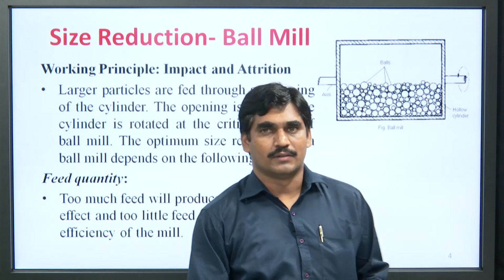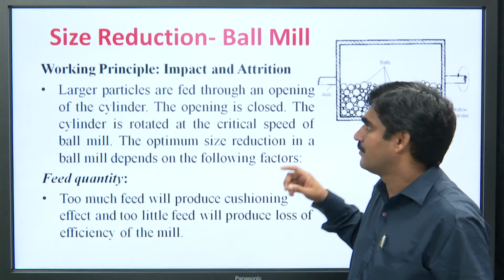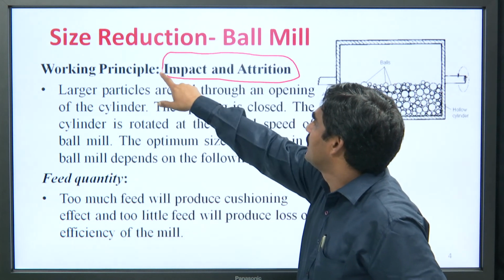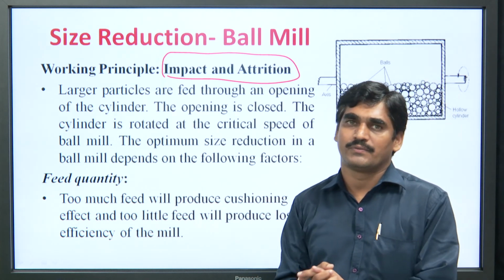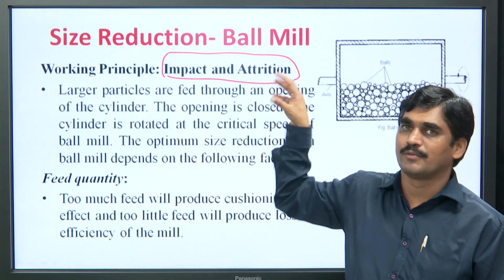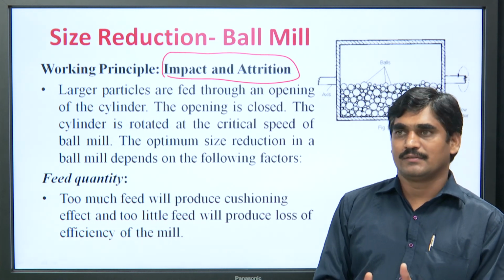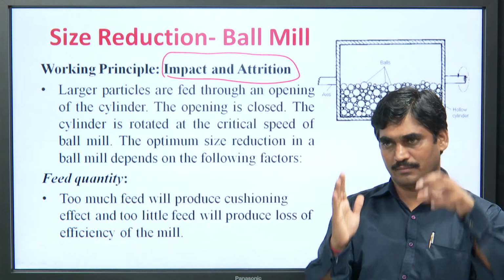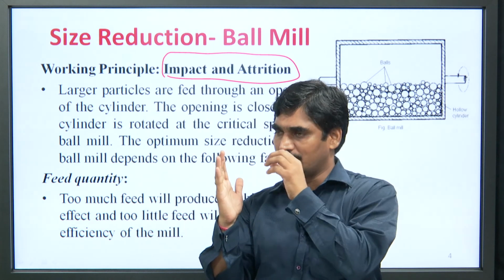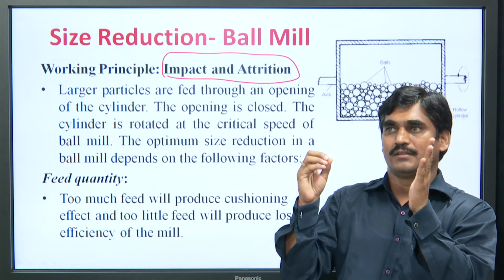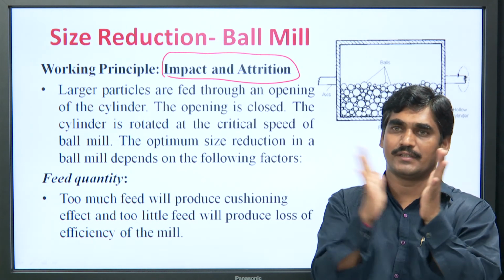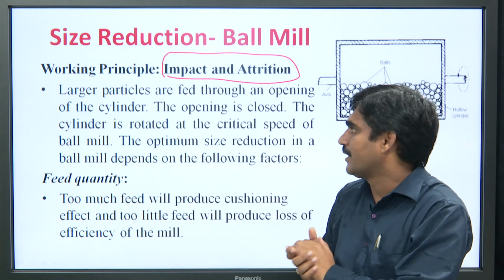Working principle of this ball mill: the principle of ball mill is impact and attrition. So, both these mechanisms are used for size reduction with the help of this ball mill. Impact is either balls hitting the feed or the stationary surface, or the object is fixed and the surface is moving and hitting the object. So, in this way impact is applied.